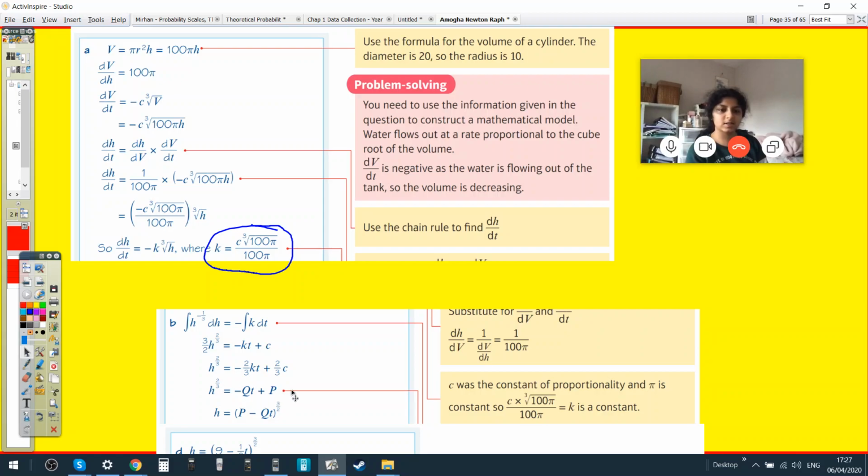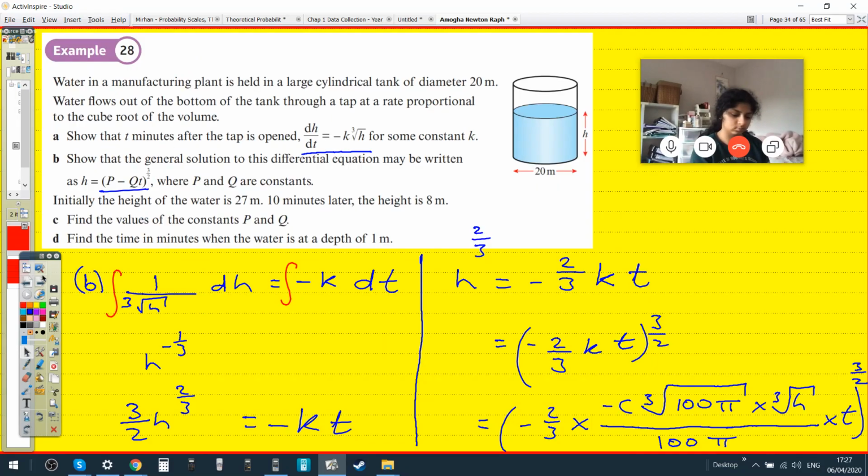It's because the algebra proved that it was the same thing. Okay, so minus 2/3 k. K is a constant, and so they just called that q. The constant is called q. And then 2/3 c, that's also a constant, and they just call that p. Okay. Question C. These are really hard.